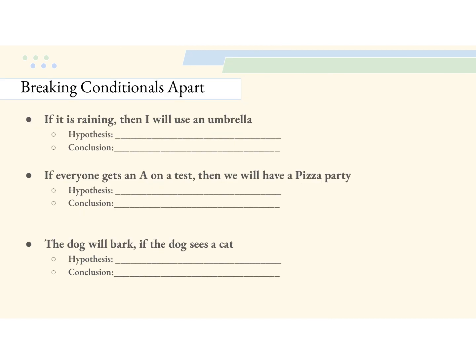So let's actually identify how we can find the hypothesis and conclusion. The good part is they're really easy to find. Hypothesis, you're looking for if. Conclusion, you're generally looking for then. It doesn't mean that's always going to be the case. It just means it's the easiest way to find it. So for example, if it is raining, that's my hypothesis, it is raining, then I will use an umbrella. So that's my conclusion.